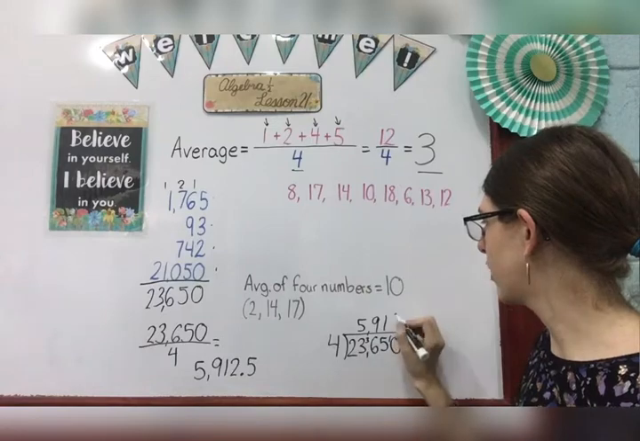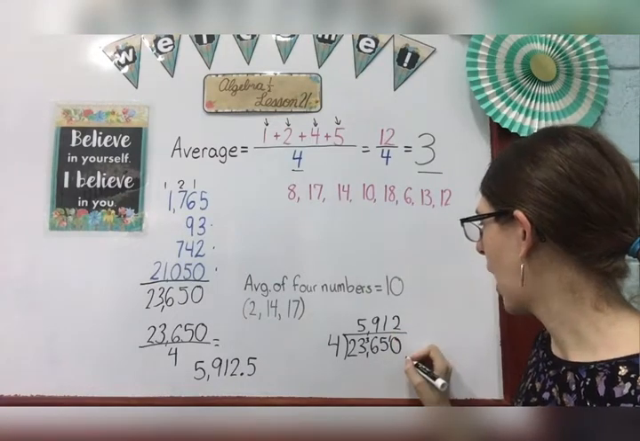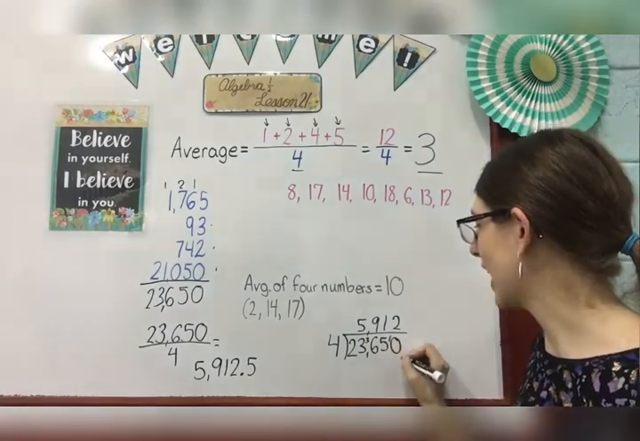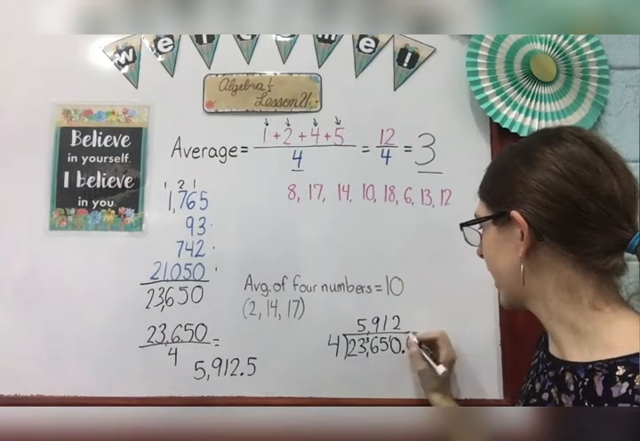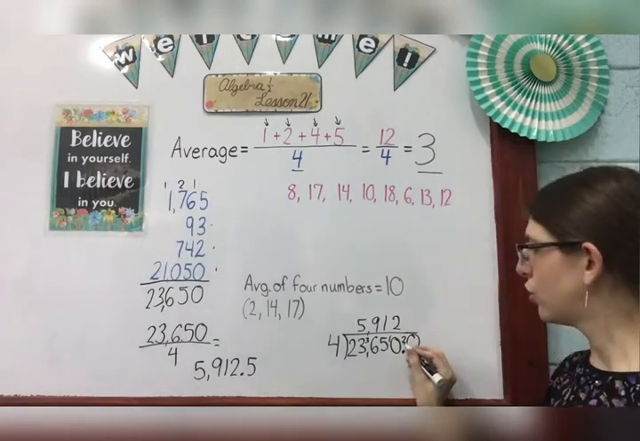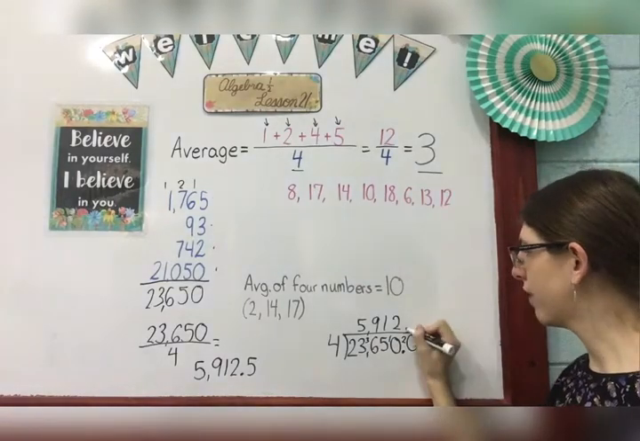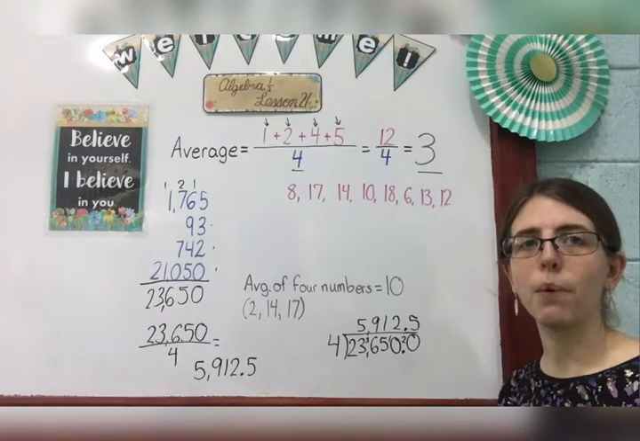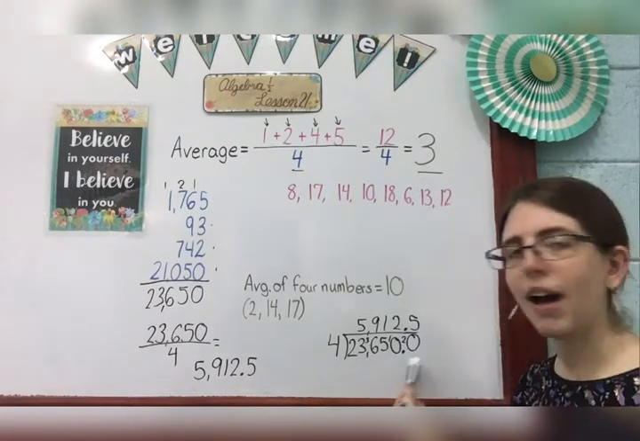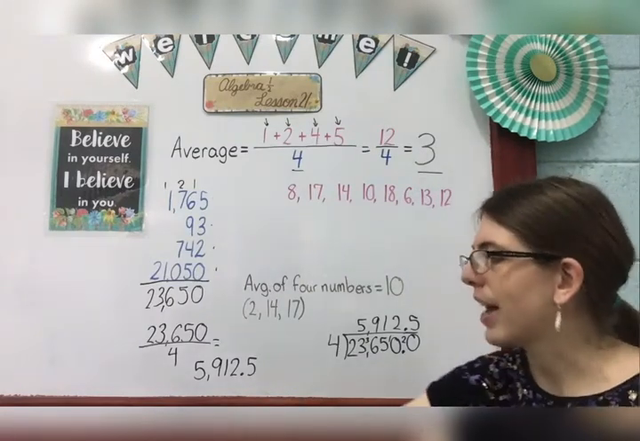4 goes into 10, 2 times, but not evenly. 2 times 4 is 8. 10 minus 8 is 2, so I have 20. 4 into 20, 5 times, so that gives me 5,912.5. If you're a little confused about how I did this, let me know, but that's how you come up with your decimal answer.